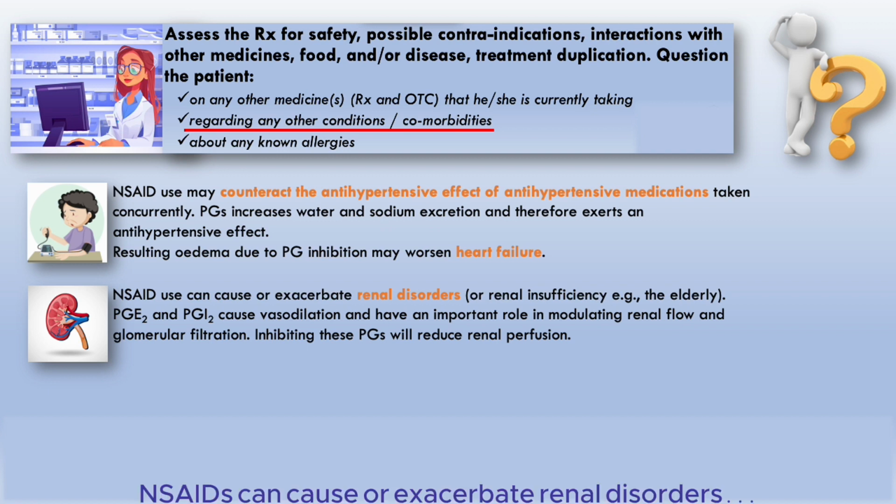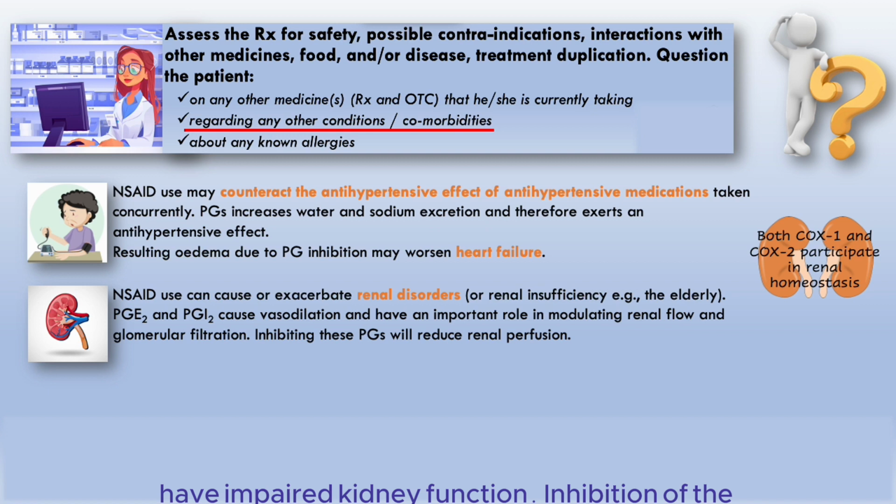NSAIDs can cause or exacerbate renal disorders. And remember the elderly, they might already have impaired kidney function. Inhibition of the vasodilatory effect of prostaglandin E2 and I2 in the kidney will reduce renal perfusion.